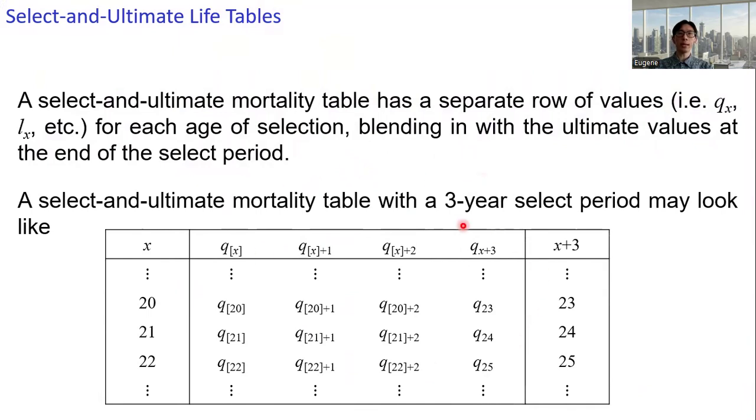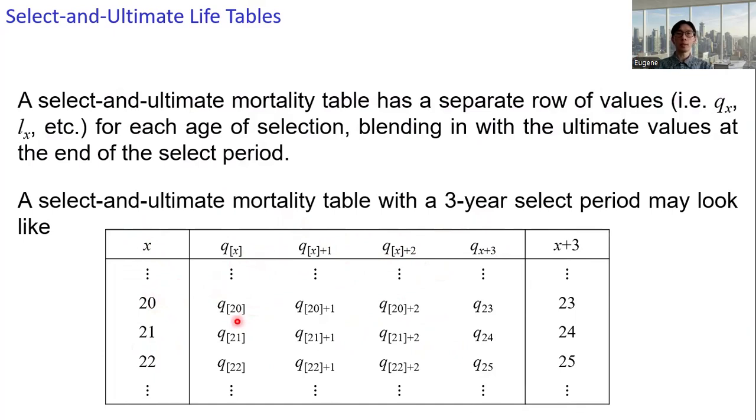Consider the following table. The select period is 3 years. The entries are the mortality probabilities, so I call this a mortality table. The first column is the age x, and then columns 2, 3, 4, and 5 are the mortality probabilities at the same select age for each row. Say x equals 20 and an individual selected at age 20, we have the mortality probability q_[20].